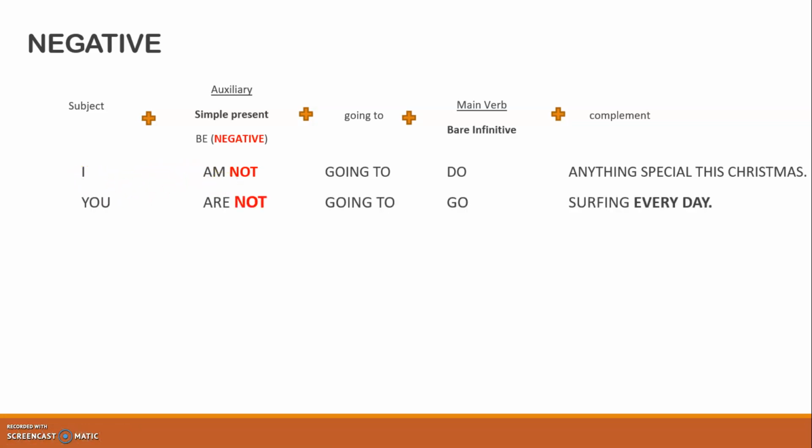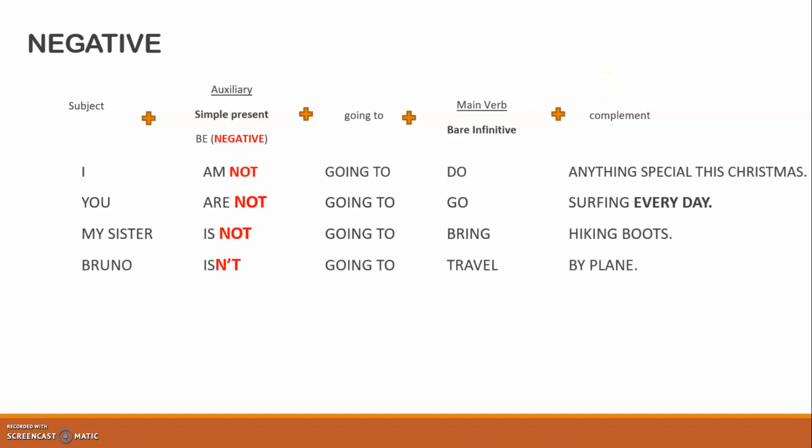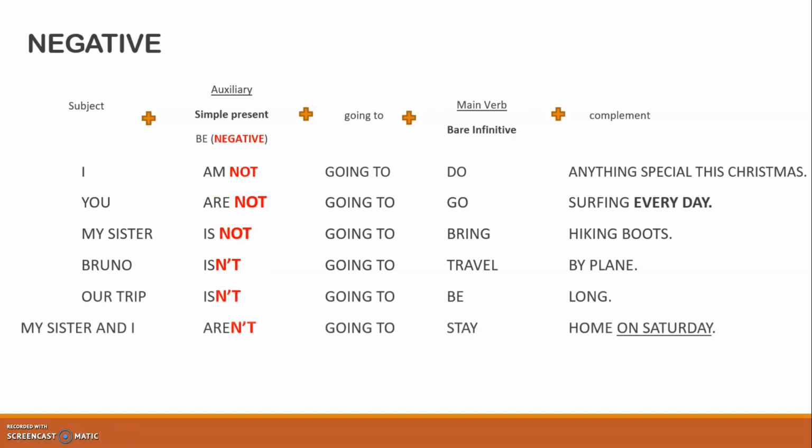You are not going to go surfing every day. Here, every day is separated because this is an adverb, not an adjective. My sister is not going to bring hiking boots. Bruno isn't going to travel by plane. Isn't is the reduction or contraction of is not. Our trip isn't going to be long.